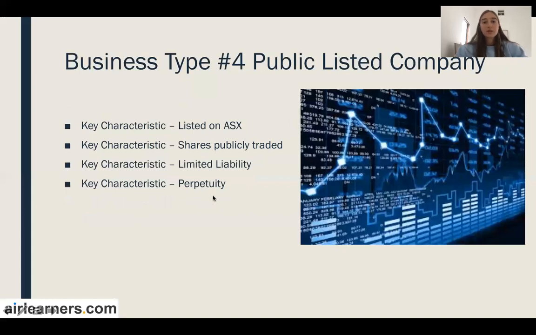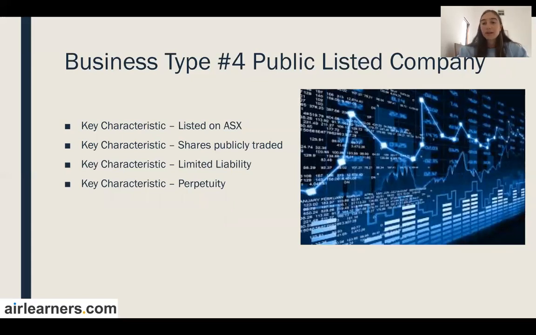And that brings us on to the fourth type of business. So we have a public listed company. Public listed companies have an unlimited number of shareholders. So think of your big companies like Google, Tesla, all those companies, and they're listed on stock exchanges. So people all over the world can buy shares into those companies. And so that's why it's called public, because they're publicly listed and can be publicly bought.